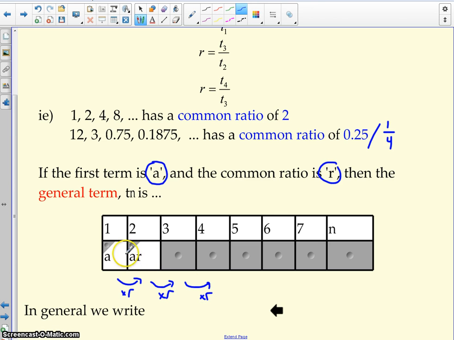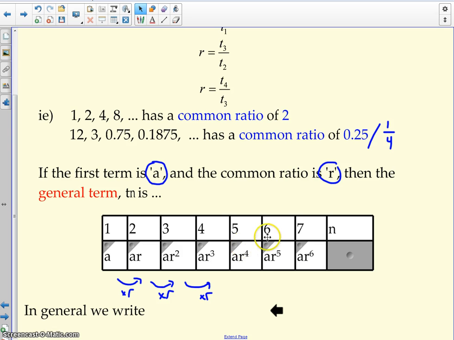So A times R, so we have AR for term 2, times R, that will give me AR squared. Then times R is AR cubed, then AR to the 4th, AR to the 5, AR to the 6. And hopefully the relationship you see here is that the exponent on the R is 1 less than the term number. So in general, for our nth term, we'll have A times R to the exponent of n minus 1. So this right here is our equation for the general term.